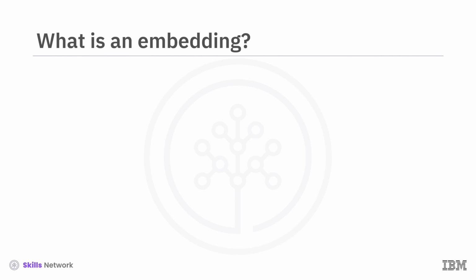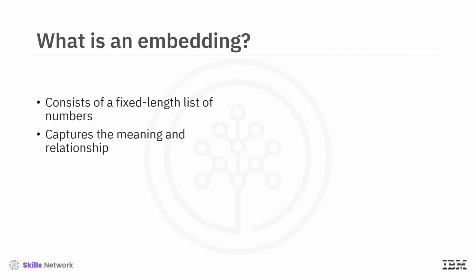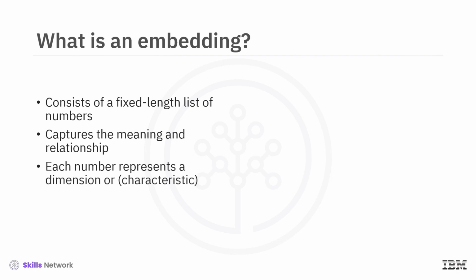In a vector database, an embedding is a special type of data representation. An embedding is a fixed-length list of numbers that captures the meaning and relationship of a data point in a high-dimensional space. Each number represents a dimension or characteristic of that vector.